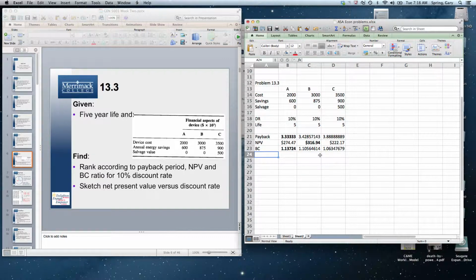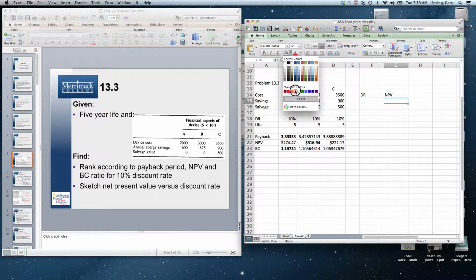And then the last one, was I going to do another one? No, that's it. Okay. But it also asks for us to sketch the net present value versus discount rate. So we can do that for all three alternatives. All I'm going to do is create the table. I want to show you the table function again and how it can be used. So I have discount rate under here and net present value under here. And just to differentiate, this is for A.